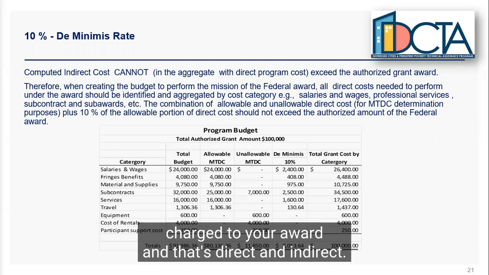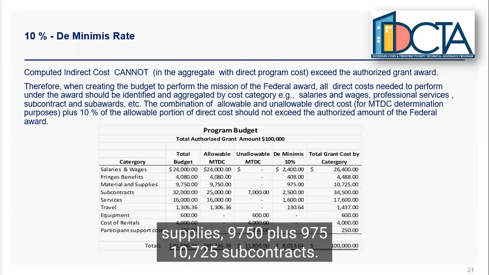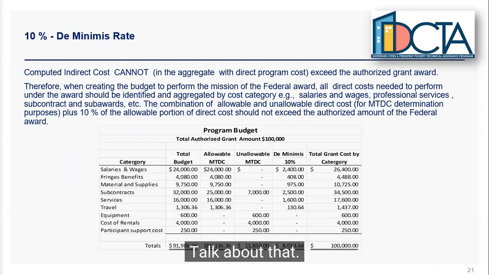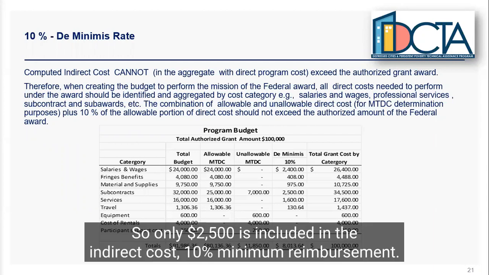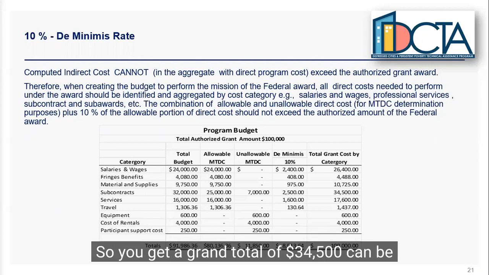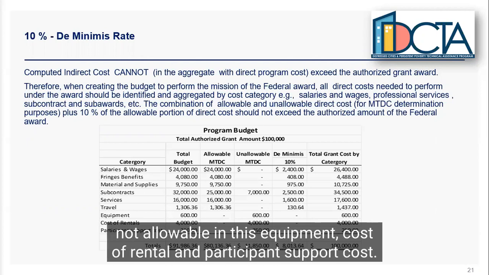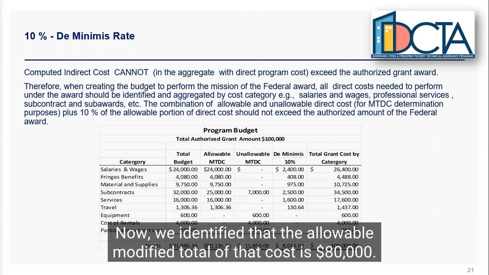And that's direct and indirect. And the same thing goes for materials and supplies, $9,750 plus $975, $10,725. Subcontracts, $32,000 is in the total direct budget. However, only $25,000 is allowable. So only $2,500 is included in the indirect cost, 10% de minimis reimbursement. So you get a grand total of $34,500 that can be charged on this line item. And it proceeds all the way down to the things that are not allowable, and that's equipment, cost of rental, and participant support cost.